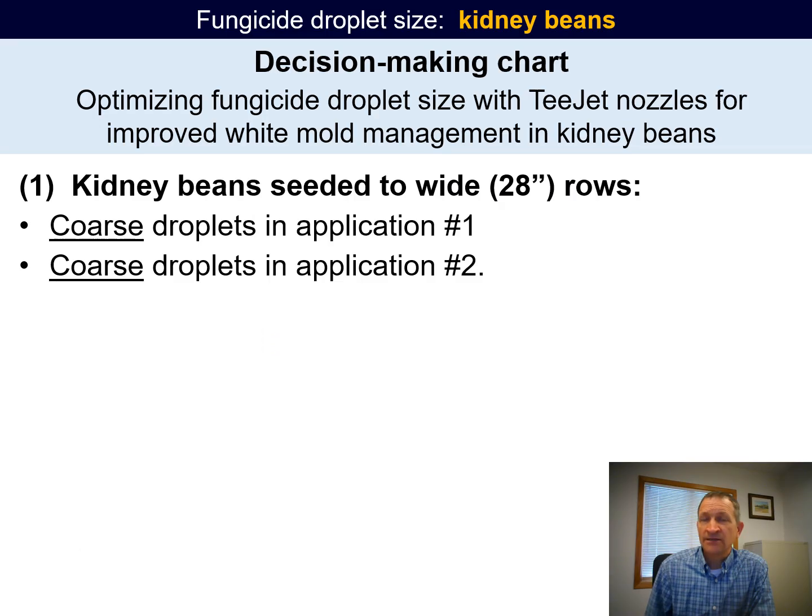So, I would like to now present a very succinct decision-making process for optimizing fungicide droplet size relative to canopy characteristics in kidney beans based on what we have learned from our studies thus far. If the kidney beans were seeded to wide rows, we optimize with coarse droplets in both applications. I would only deviate from this if the canopy was extremely open within the row, because the coarse droplets make sense, because within the row the canopy tends to be quite dense, even if you still have ground, even significant ground, showing between the rows.